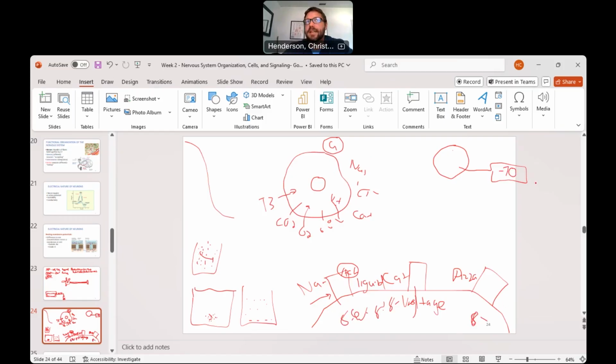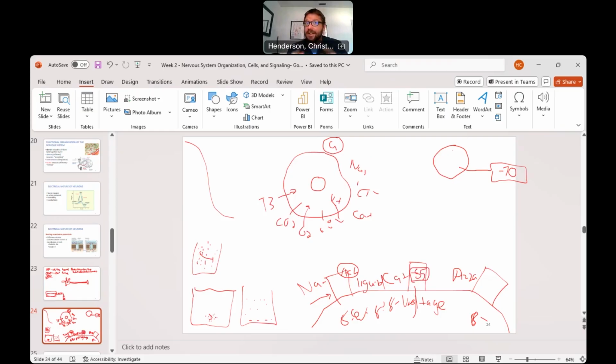So imagine if the temperature of your house was negative 70 for a second. This door is going to stay closed at that point in time. But if we want to open it, there's a sign on it that says, if it gets to negative 55 in here, I'm going to open a door. So the doors are set to a specific voltage of the cell, and if the voltage changes, the doors may open or close.